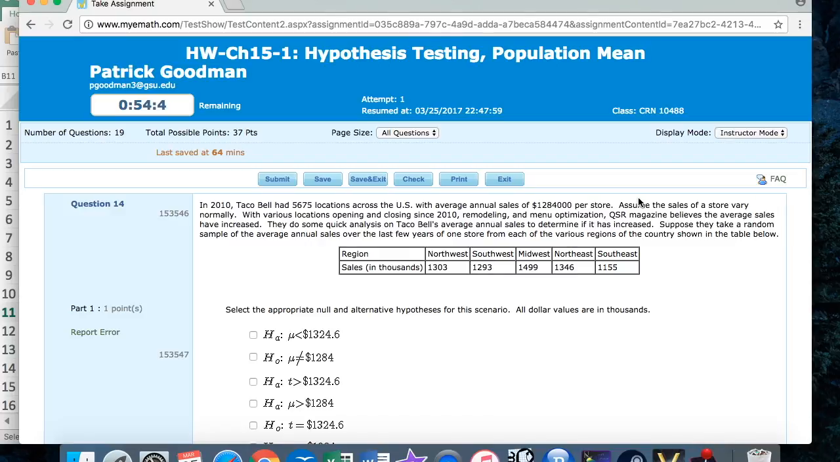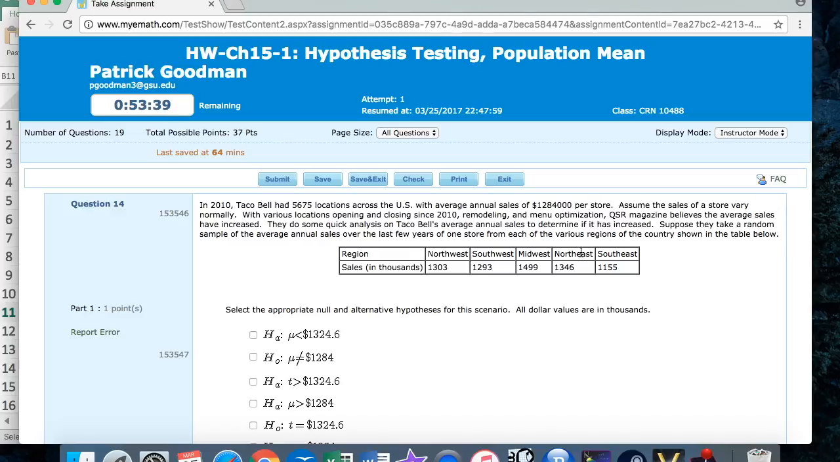But anyway, assume the sales of a store vary normally. With various locations opening and closing since 2010, remodeling and menu optimization, they do some quick analysis on Taco Bell's average annual sales to determine if it has increased. Suppose they take a random sample of the average annual sales over the last few years of one store from each of the various regions of the country shown in the table below.